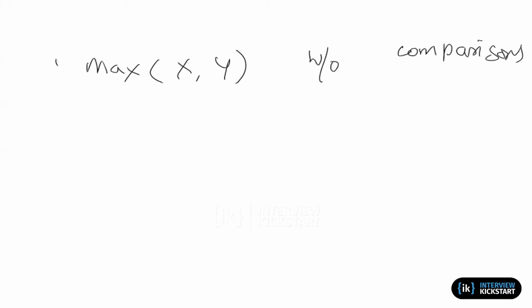The first question is about finding the max of two numbers. Let's say we call them X and Y, and we must do it without using any direct comparisons, and no if-then-else kind of branching, obviously, since comparisons will lead to that. This is a constraint given. We make the assumption that they are signed integers.